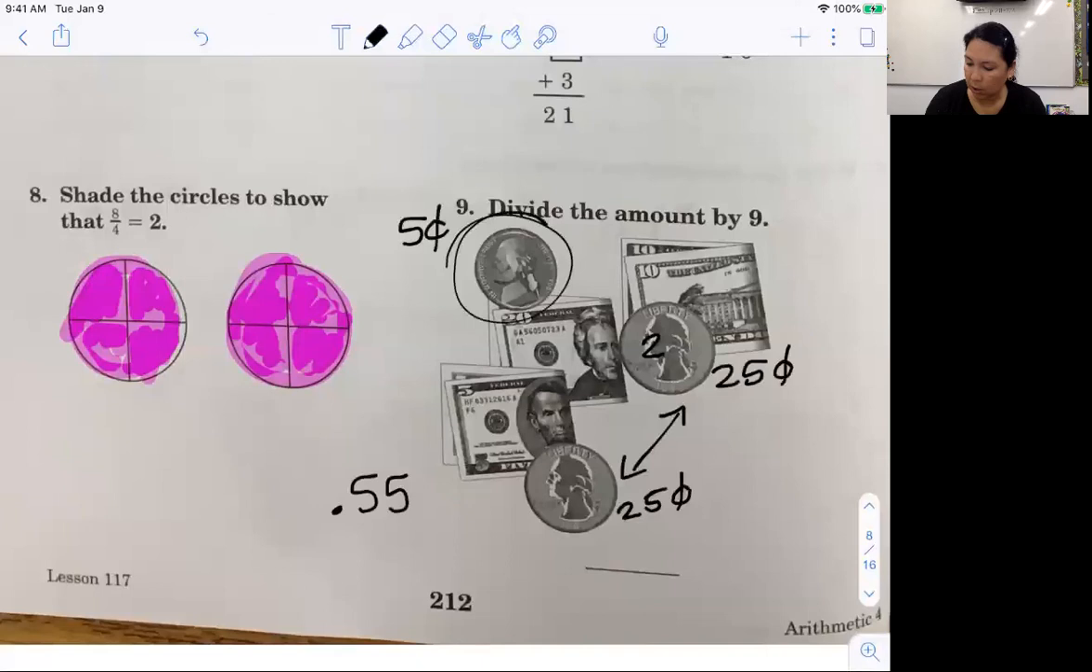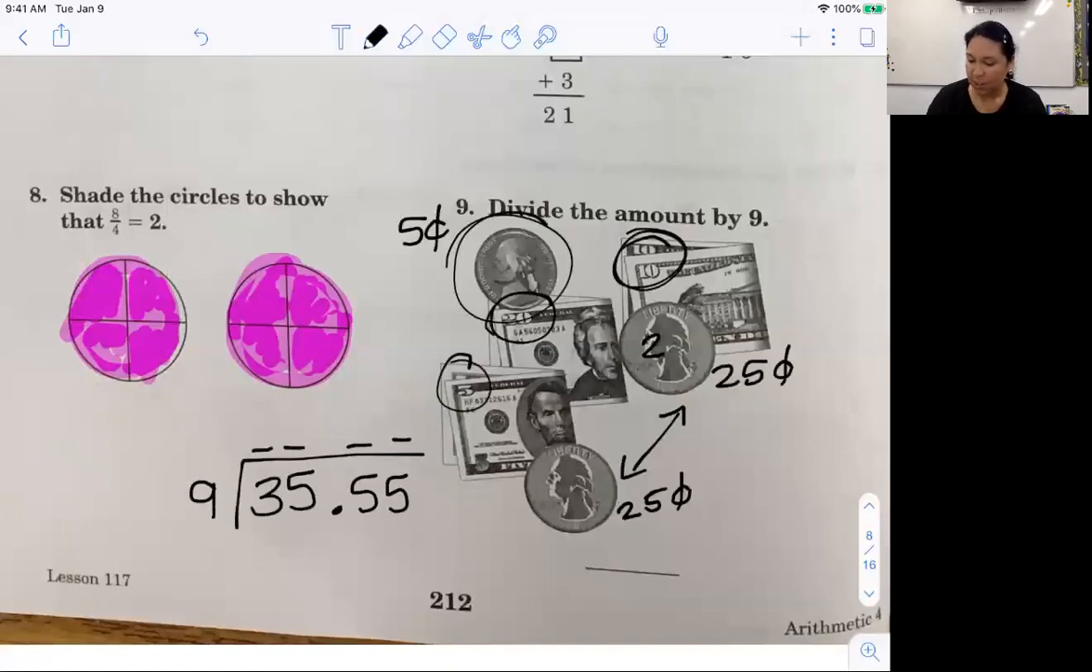Let's count up our dollars. I got a $20 bill and a $10 bill. That makes $30 and then a 5. Okay, so I've got $35.55, and they want us to divide this by 9. Okay, pause the video, do this one by yourself, and then come back and see if you get it right with me, okay? So here I go.